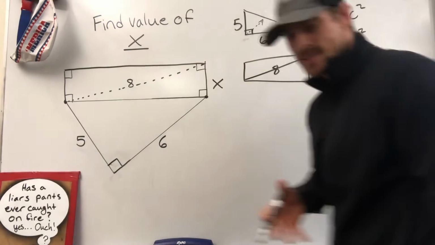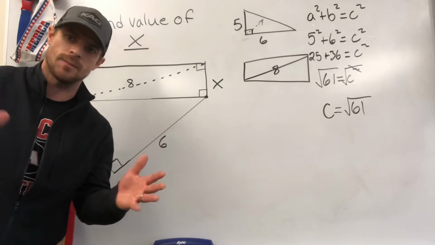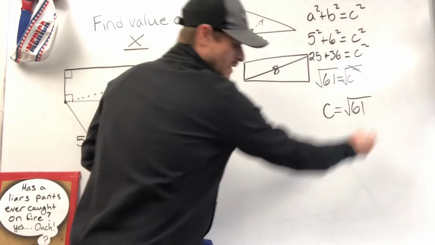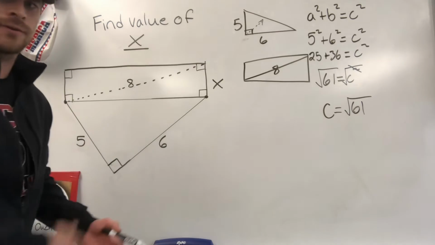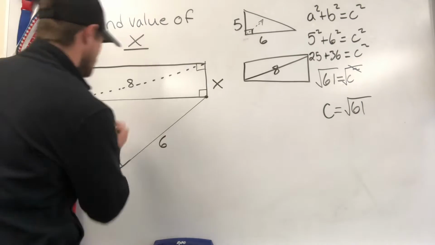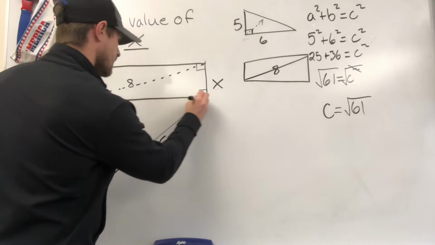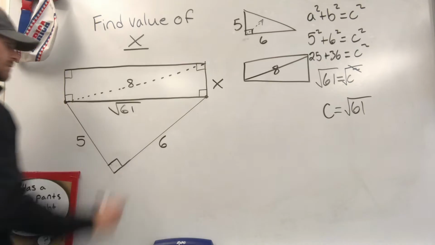This is great, except for the fact that 61 is not what we call a perfect square, meaning it's not going to come out to a nice, neat number. So I could type the square root of 61 into a calculator. This is going to give me an irrational decimal that's going to go forever and ever. Let's keep it as we see it. So right now I know that this length is the square root of 61.